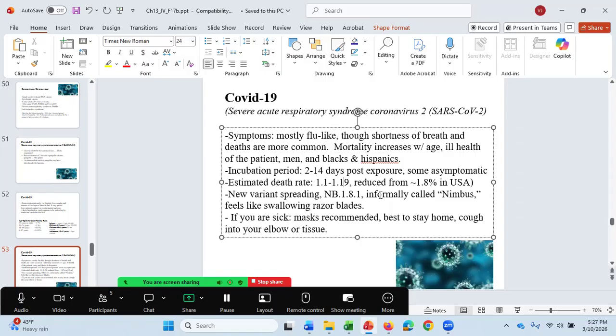And fortunately, since the variant Omicron came out, all the variants of COVID-19 have been descendants of Omicron. So all of the variants that have come out have been less lethal than the initial variant, but they're still lethal, especially to the elderly. One thing about Nimbus is it is not more lethal. It just makes you feel really awful when you have a sore throat. If you're sick, it's best to wear a mask, best to stay home and cough into your elbow or tissue.